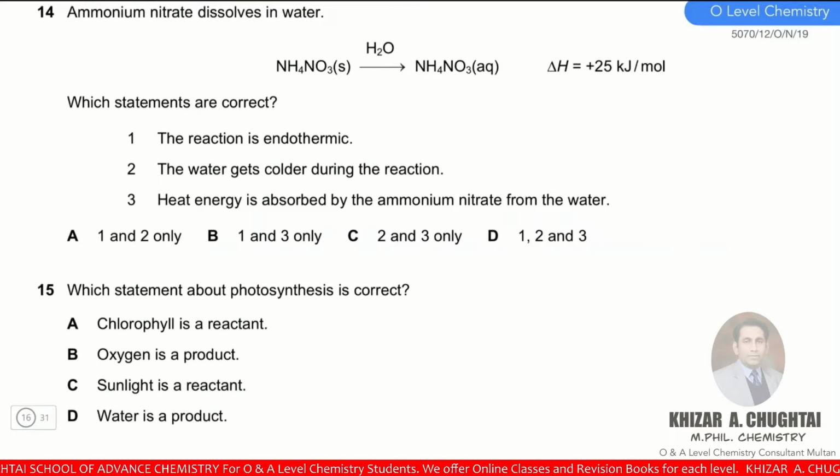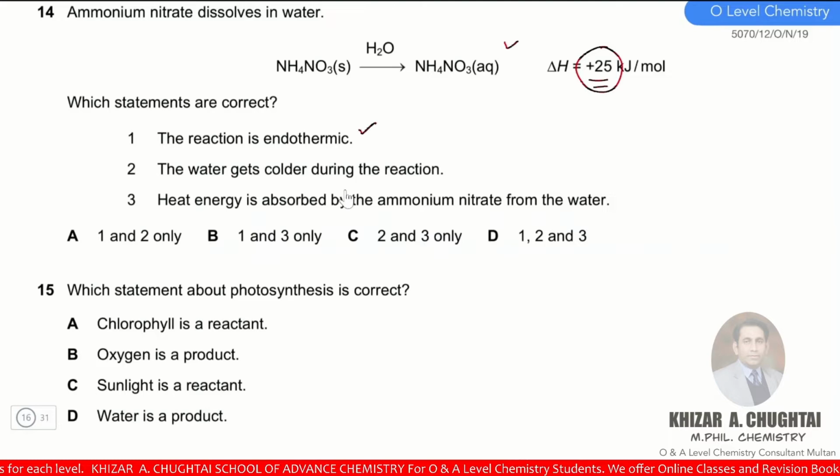Question number 14. Ammonium nitrate dissolves in water according to this balanced chemical equation, that is having delta H equal to positive 25 kilojoules per mole. Which statements are correct? The reaction is endothermic. Yes, it is true, because the delta H is having a positive value.